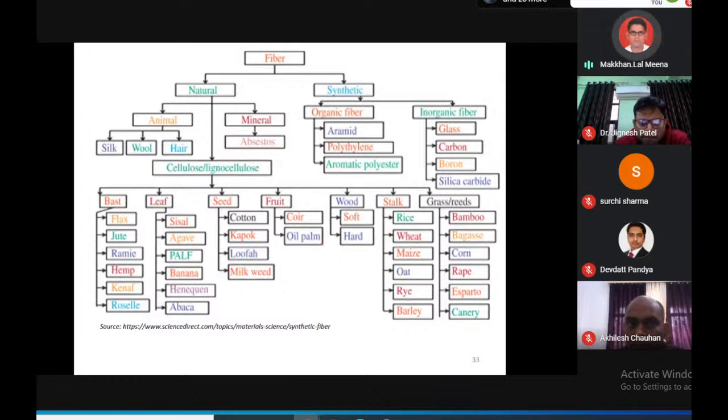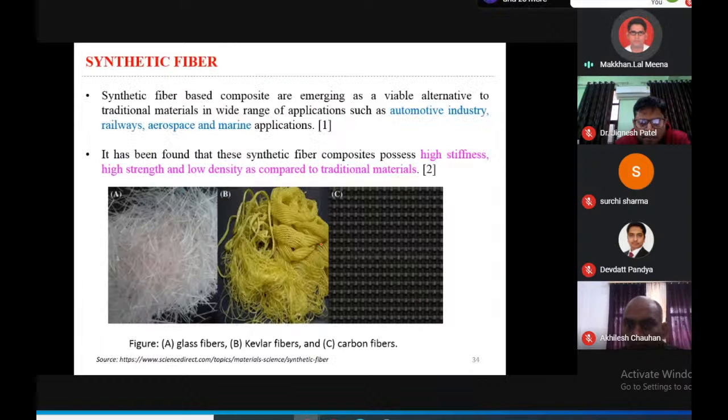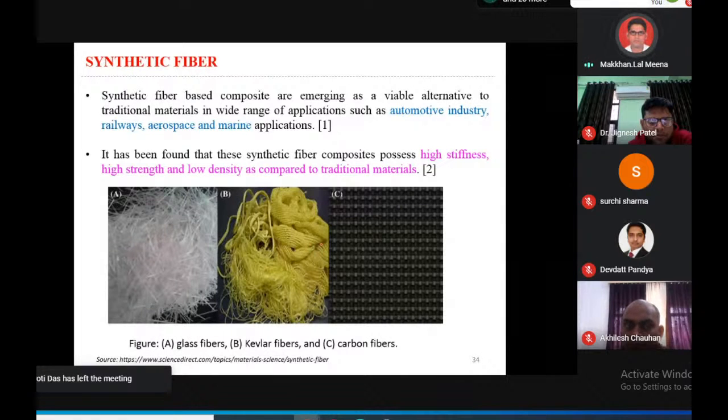So now what is the synthetic fiber? Our target is we select two fibers, one is glass and second is basalt. Glass fiber is a type of synthetic fiber, and basalt fiber is a type of natural fiber. So what are synthetic fibers? Synthetic fiber based composites are emerging as a viable alternative to traditional materials in a wide range of applications, for example, automotive industry, railways, aerospace, and marine applications.